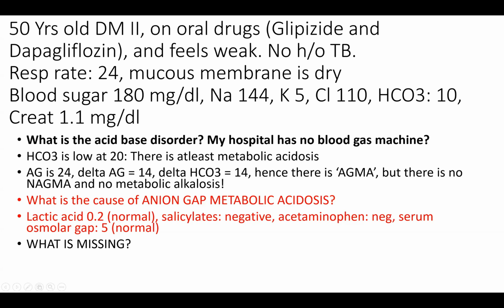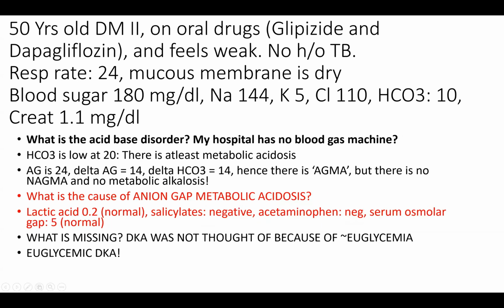So, but there is metabolic acidosis, we know that. And there is anion gap. So what is the cause of anion gap acidosis? So we looked at the lactic acid level, 0.2, salicylates were negative, acetaminophen is negative, osmolar gap is normal. That's why I'm not suspecting methanol or ethylene glycol. What's missing? So DKA was not thought of because of euglycemia, but this patient actually has euglycemic DKA, which is one of the kind of side effects of dapagliflozin or SGLTI.